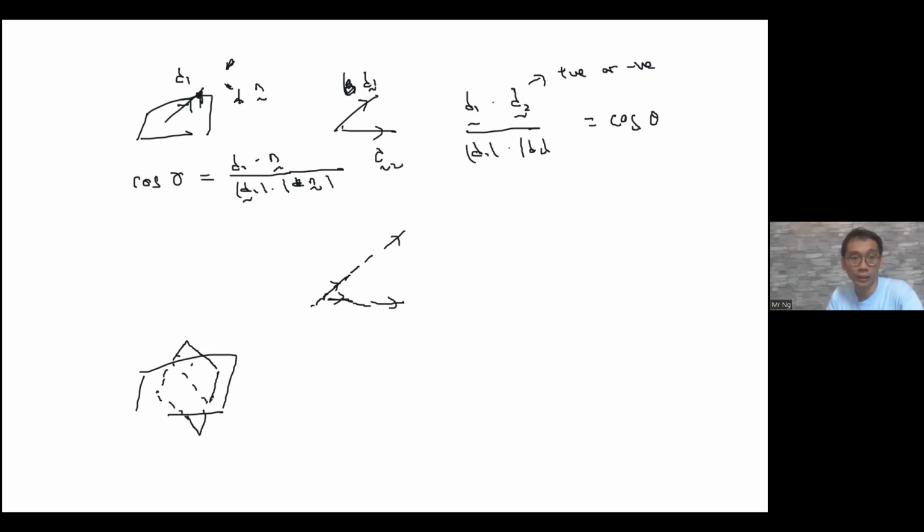Now this alpha is the angle between the normal and the direction. It's not the angle between the line and the plane. So to find the angle between the line and plane, you need to do 90 minus this thing, which is equal to this. In some lecture notes, they will straight away write this.